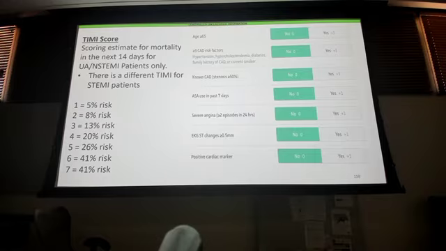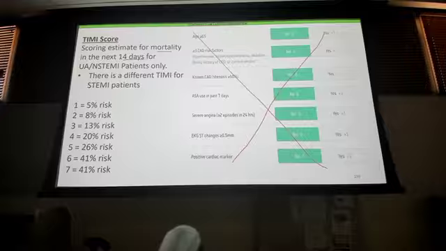Then we talked about the TIMI score, and again, I don't want you memorizing all the components to it, but the TIMI score is used to estimate what is their mortality rate in the next 14 days. And the higher the number you get, the increased risk that you have with those patients. So if they have a score of greater than 6, you're talking about there's a 41% risk that they're going to die in the next 2 weeks from their cardiac condition.